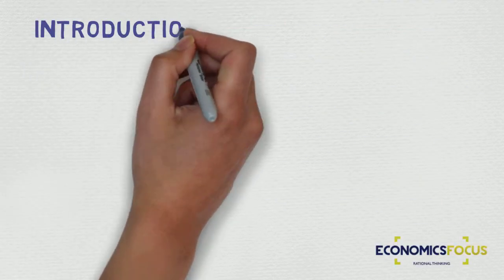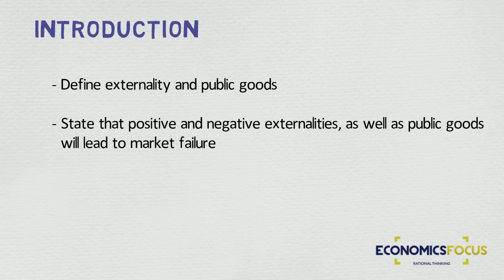For the structure of the essay, in the introduction, students should firstly define what externality and public goods are. Students should then move on to state that positive and negative externalities, along with public goods, will lead to allocative inefficiency and therefore market failure occurs.